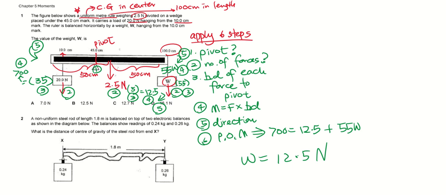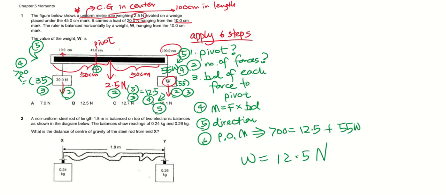Repeat the last lecture. Pivot here at the 45 cm mark. Where is the center of gravity of this rod? At the 50 cm mark. Why? Where does it tell you that it's at the center, that it's uniform? What is the weight of it? 2.5 Newton. So from here to here, what's the perpendicular distance? 5. And how about the last one? My W, what is the perpendicular distance? It's at 100. To the pivot it is 45 cm. So 100 minus 45 we get 55.